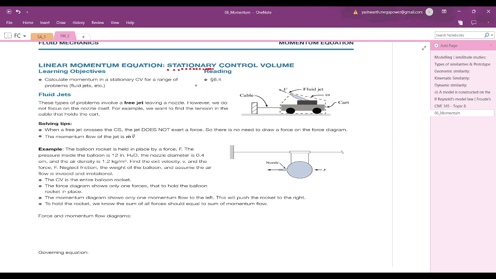Let us see. So here, what we learn is to calculate momentum in a stationary control volume for a range of problems, that is fluid jets, etc. Now coming to the fluid jet. What are fluid jets? These types of problems involve a free jet leaving a nozzle. However, we do not focus on the nozzle itself. For example, we want to find the tension in the cable that holds the cart. So see here.